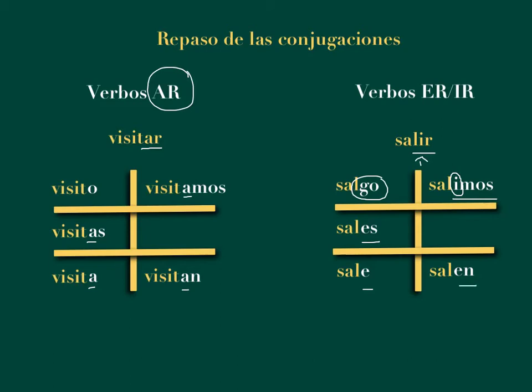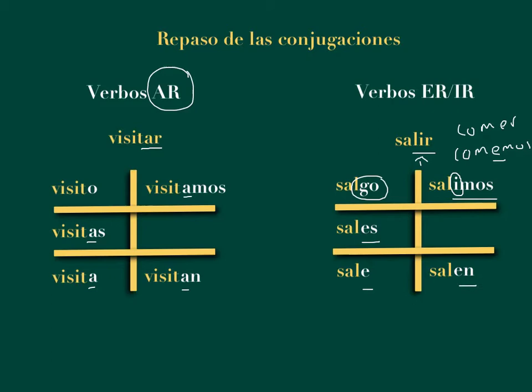Now if this were an ER verb, maybe let's use the verb comer, right? ER verb as an example. That would be comemos. Comemos with an E in the nosotros. Please excuse the very childlike handwriting. Pretty bad here, but comemos actually would be our case. Okay, so those are the two endings.